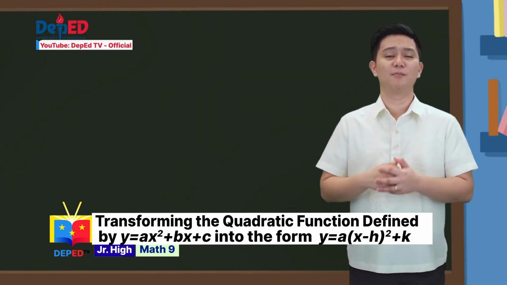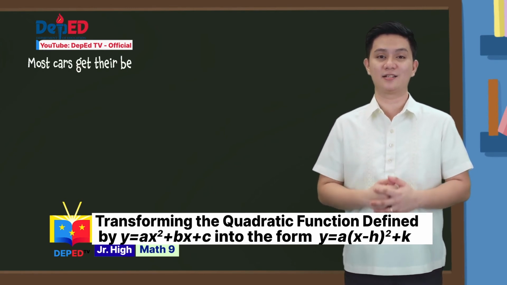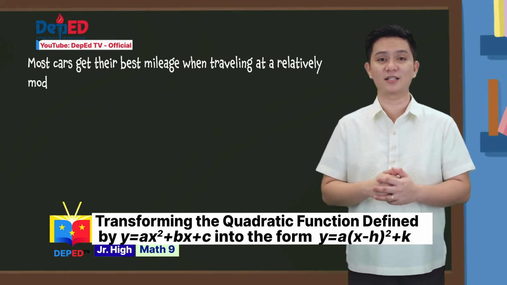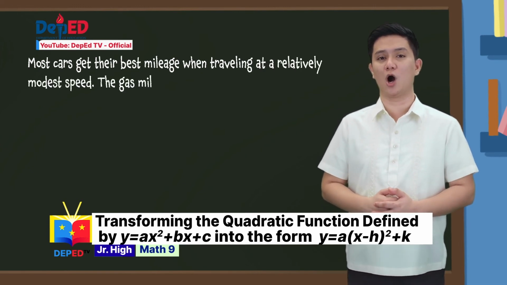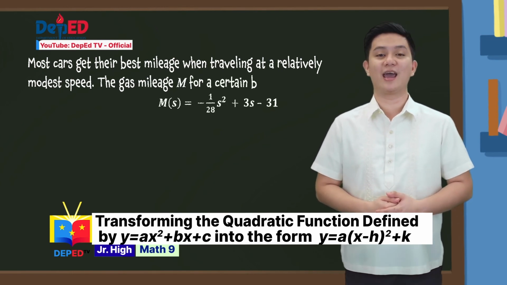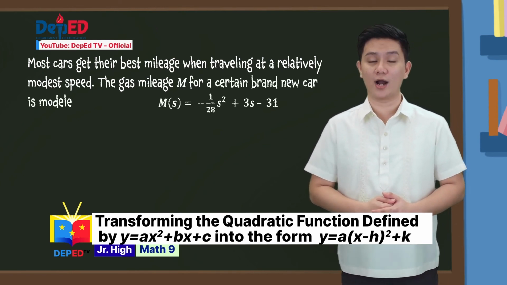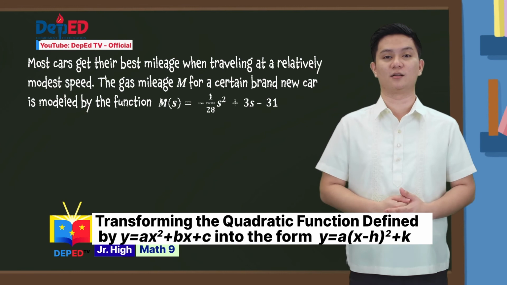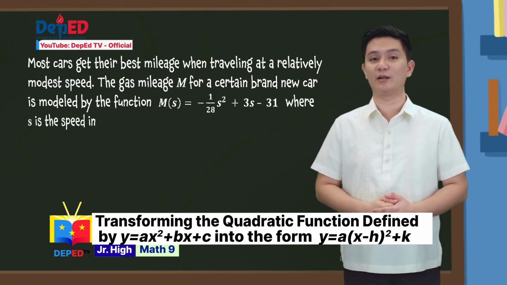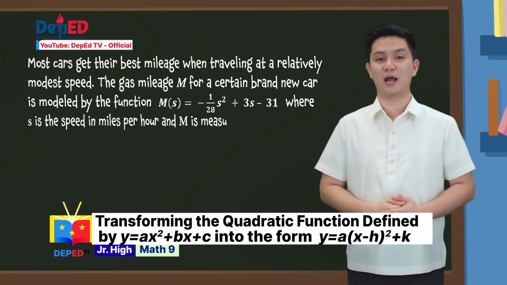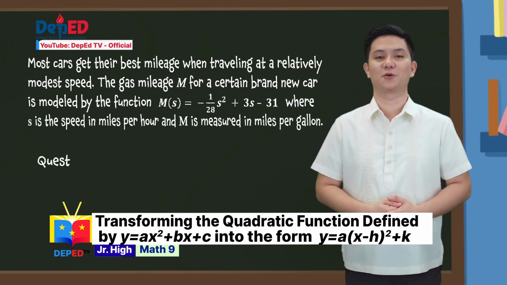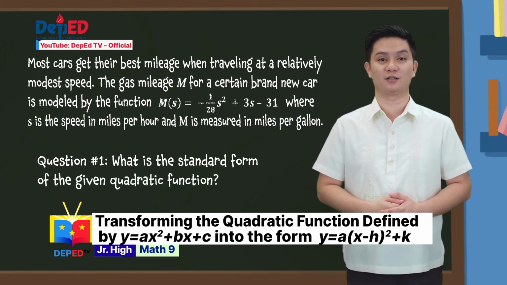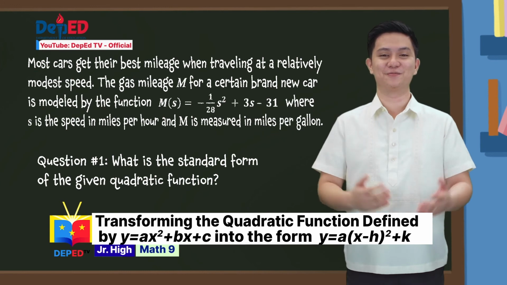Item number 2. Most cars get their best mileage when traveling at a relatively modest speed. The gas mileage m for a certain brand new car is modeled by the function m of s equals -1 over 28 times s squared plus 3s minus 31, where s is the speed in miles per hour and m is measured in miles per gallon. Question number 1. What is the standard form of the given quadratic function? For 90 seconds, go!